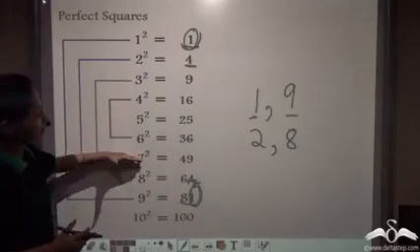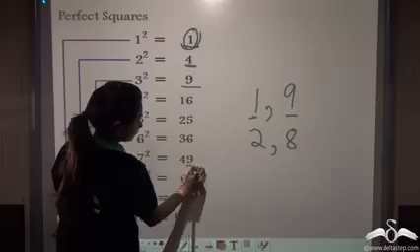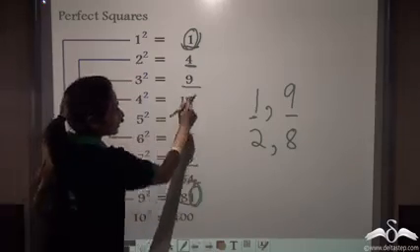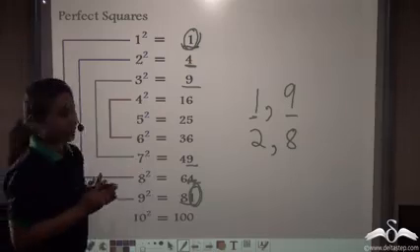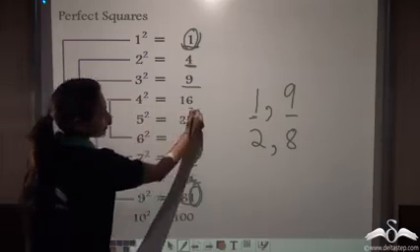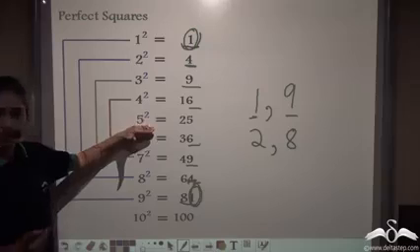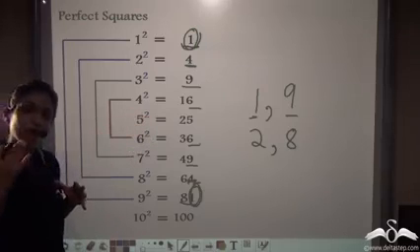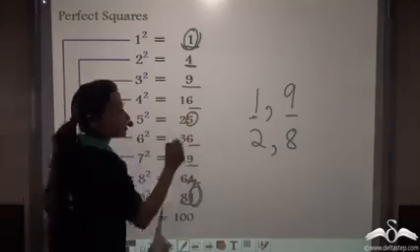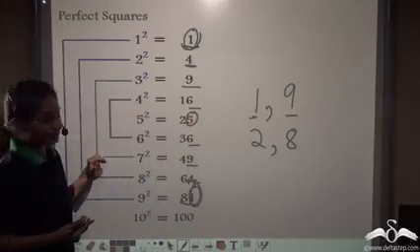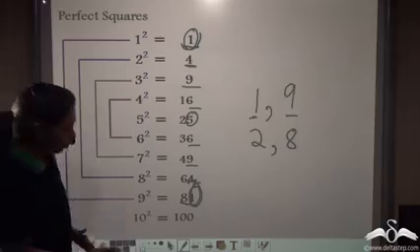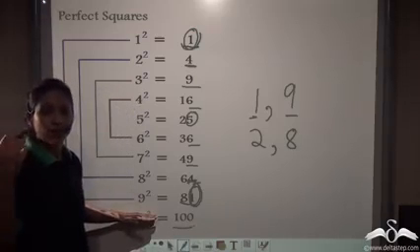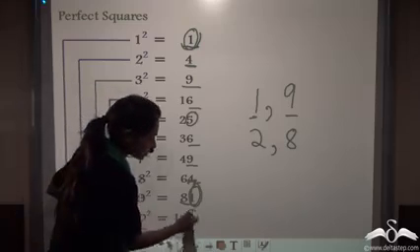Similarly, look at 3 and 7. Any number ending with 3 or 7 will have 9 in the unit digit of its square. Similarly, 4 and 6 have 6. And 5, we know 5 square, or any number ending in 5, will always have 5 in the unit digit of its square. And 0, we know the multiple of 10, that is 10 square, 10 cube, 10 to the power 4, always ends in 0.